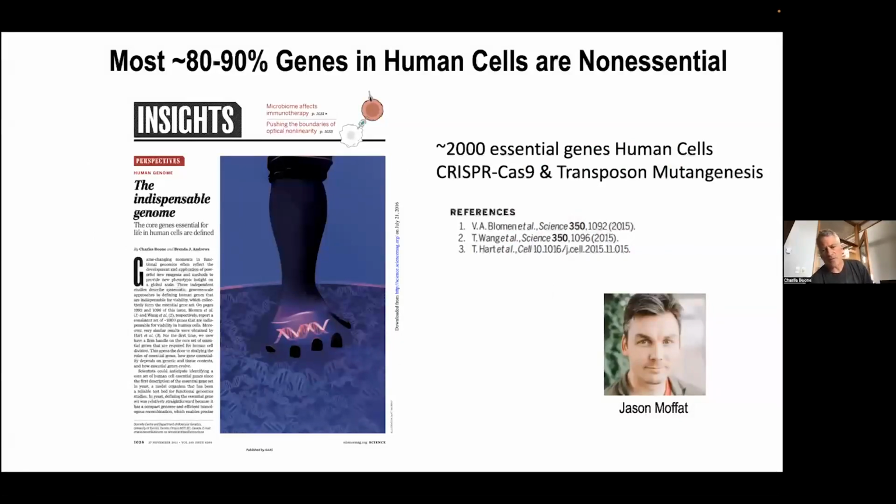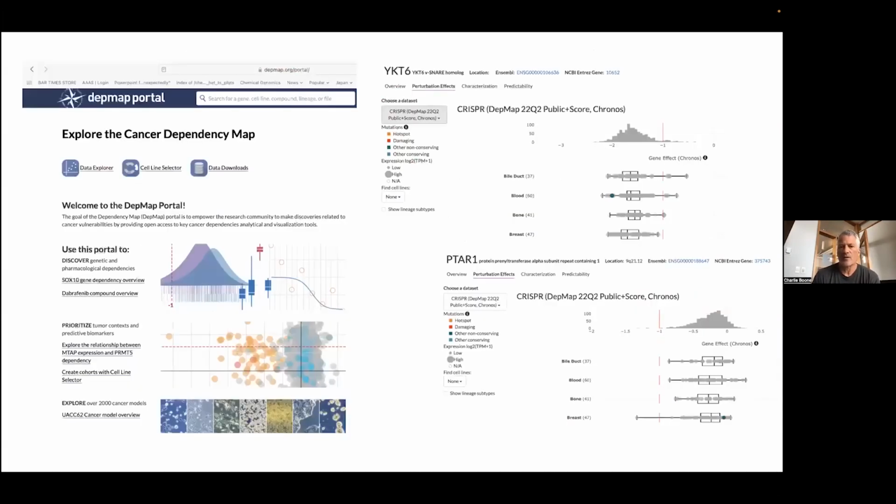Several groups, including Jason Moffat here, showed that now with CRISPR, we can actually map essential genes in cancer cells and look for cancer cell line specific vulnerabilities. And of course, the DepMap is doing this across hundreds of different cancer cell lines. And you can see that YKT6 is an essential gene. It's past this threshold here, but there's variation even in the fitness associated with disruption of this essential gene in various cancer cell lines. PTAR1 is a non-essential gene.